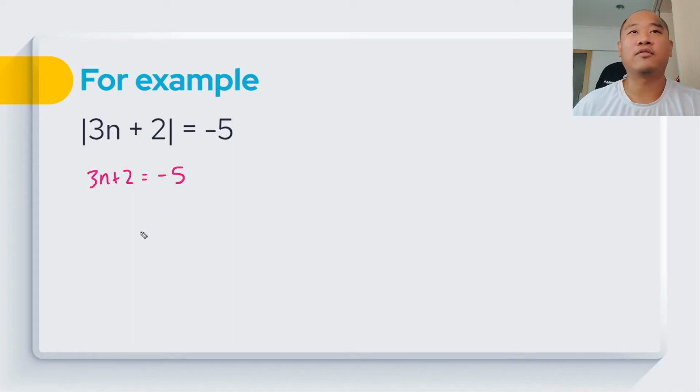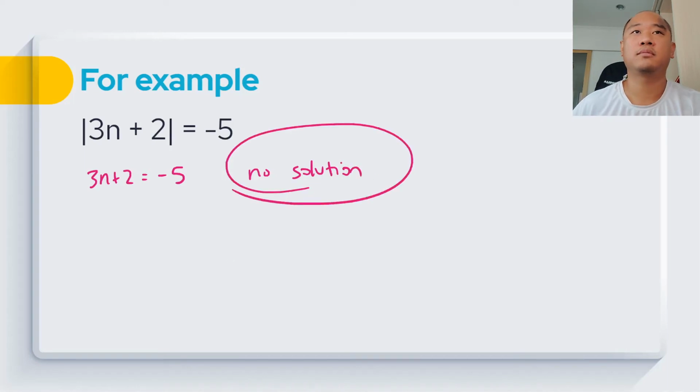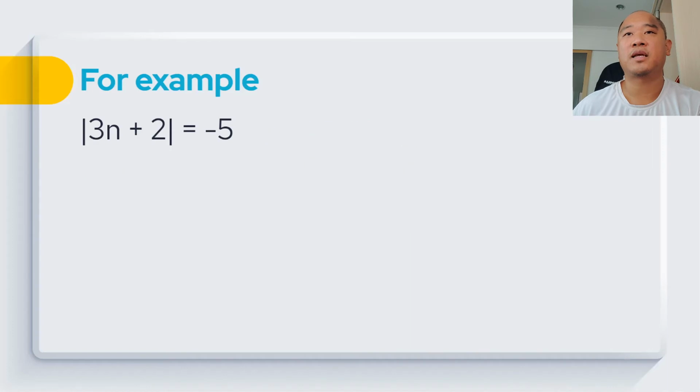So is that ever going to be true? No. We're not going to ever take an absolute value of this number and get a negative 5. So here we have no solution. The old no solution has come back to help us out.